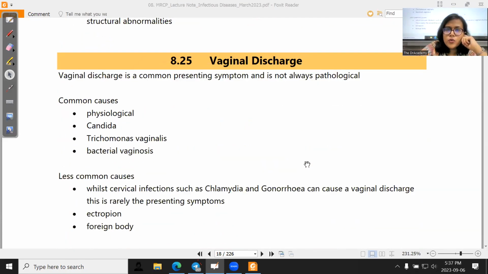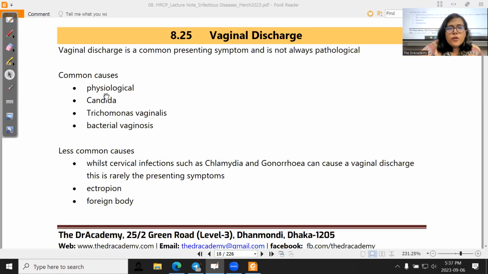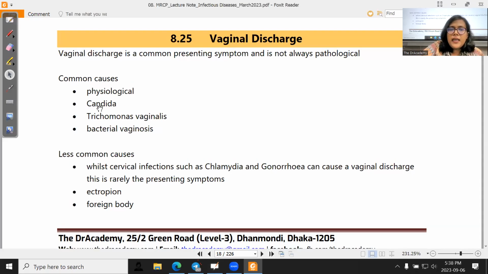We'll just go through vaginal discharge now. The commonest cause of vaginal discharge can be physiological, because a lot of the time it depends on the temperature, humidity, and the type of undergarment used. Common causes are fungal infection, candida, which is more common in immunosuppressed conditions like diabetic women; Trichomonas vaginalis, which is a sexually transmitted infection; and bacterial vaginosis, which is not an STI. Among these three, only Trichomonas vaginalis is sexually transmitted.